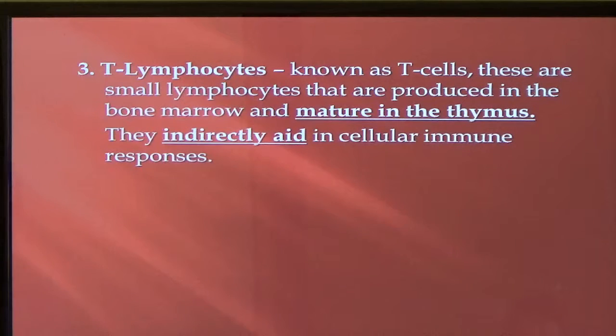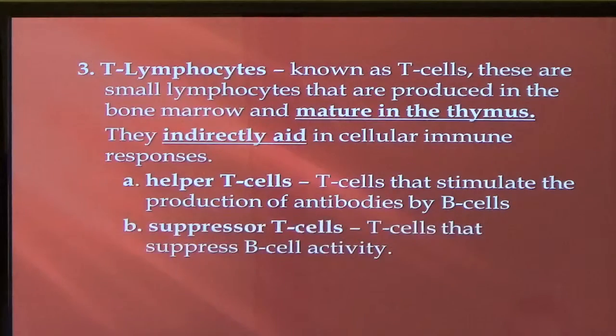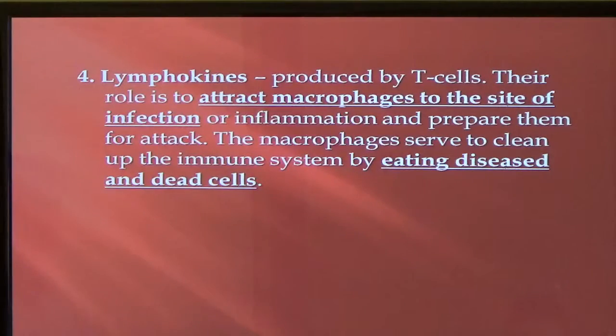T lymphocytes. These cells are small lymphocytes that are produced in the bone marrow and mature in the thymus. They indirectly aid in the cellular immune response. And there's T helper cells. All kinds of cells. And again, everything has an important role. But for dental assisting, just know that you've got an immune system that works, and if it's not working, you're going to get sick. If you want to learn more about it, you can read more about it.